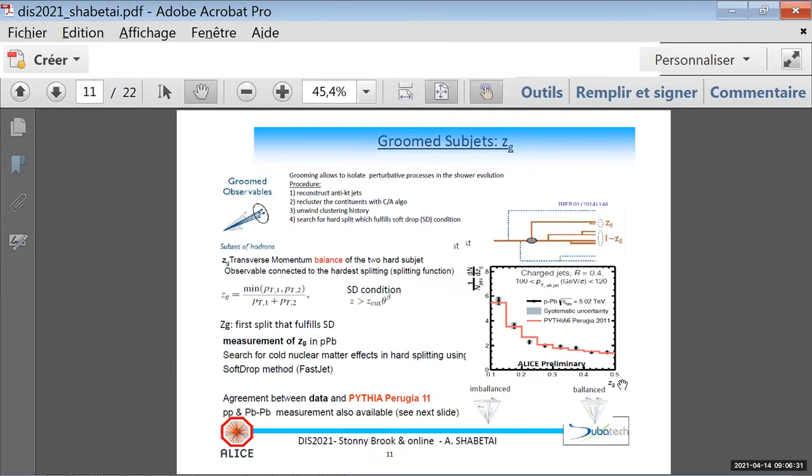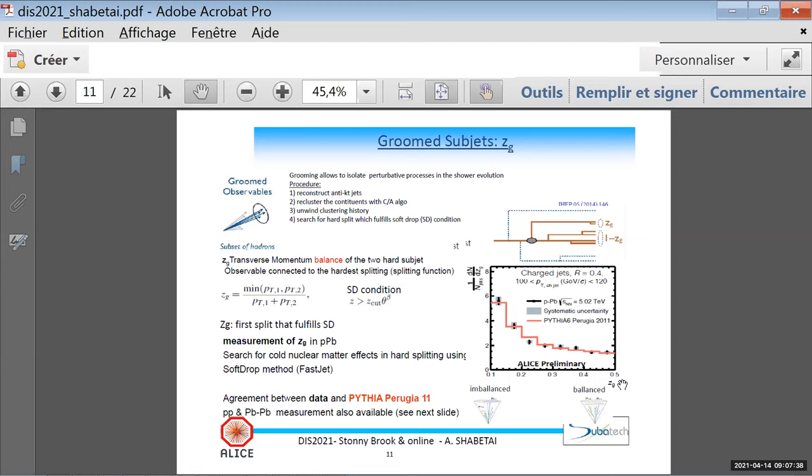Then if you start to look at the next class of jet structure measurement, which was introduced before, the so-called grooming observables. So what is grooming? Grooming allows to isolate perturbative processes in the shower evolution. So what you do is you just cluster jets by using anti-kT, and then you recluster the constituents using the Cambridge/Aachen algorithm, and then you get kind of the history of the clustering. And then you can search for hard splittings, for instance, by using some condition which we call a soft drop condition.